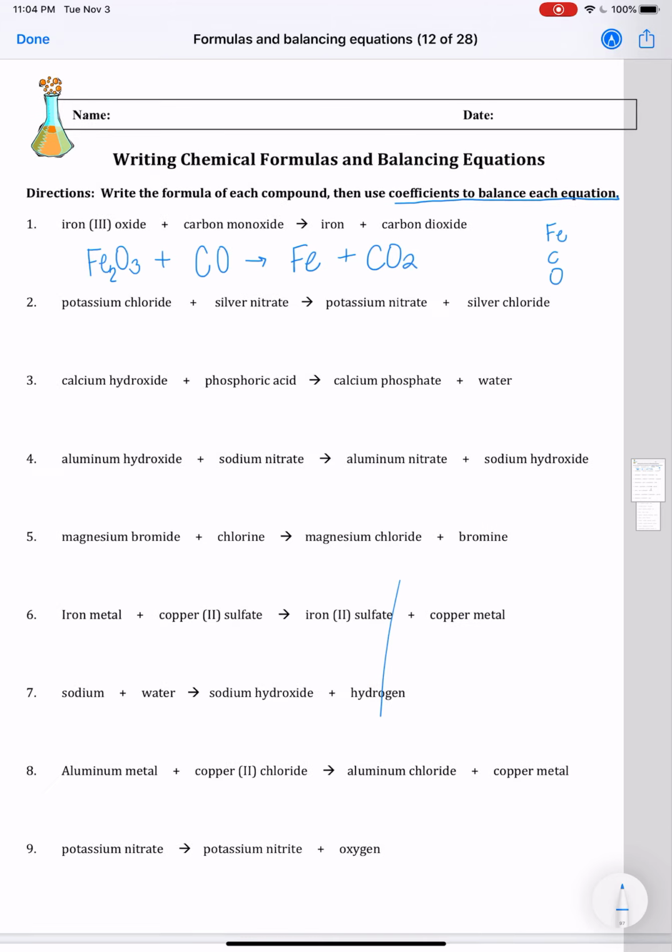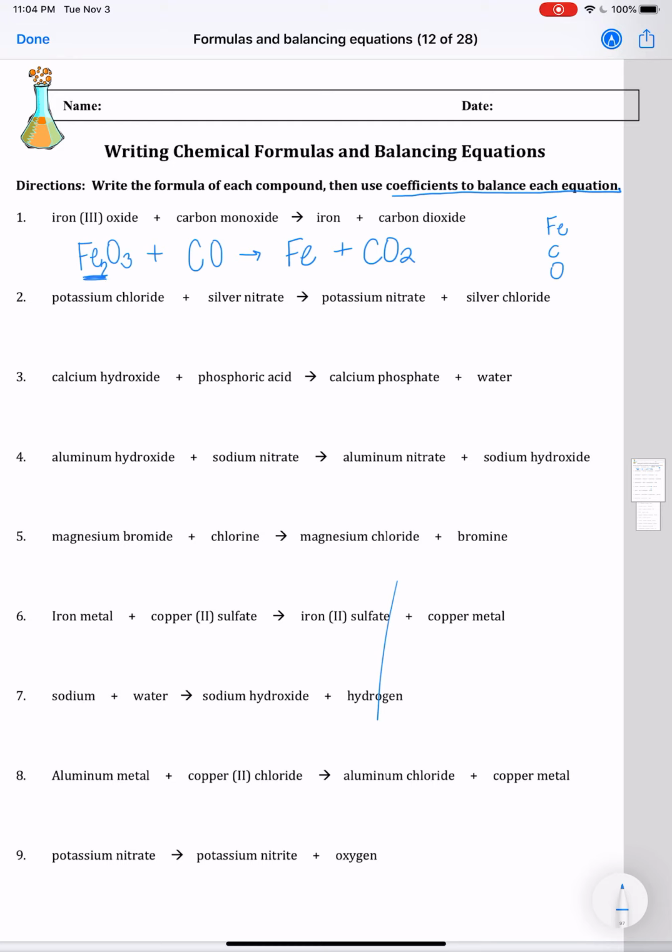So if we count them, over here on the left side of the chemical equation, I have 2 irons. On the right side, there's only 1 iron. On the left side, I have 1 carbon. On the right side, I have 1 carbon. On the left side, I have 3 oxygens plus 1 oxygen here, so there's 4 oxygens total on the left. And on the right side, there are 2 oxygens.